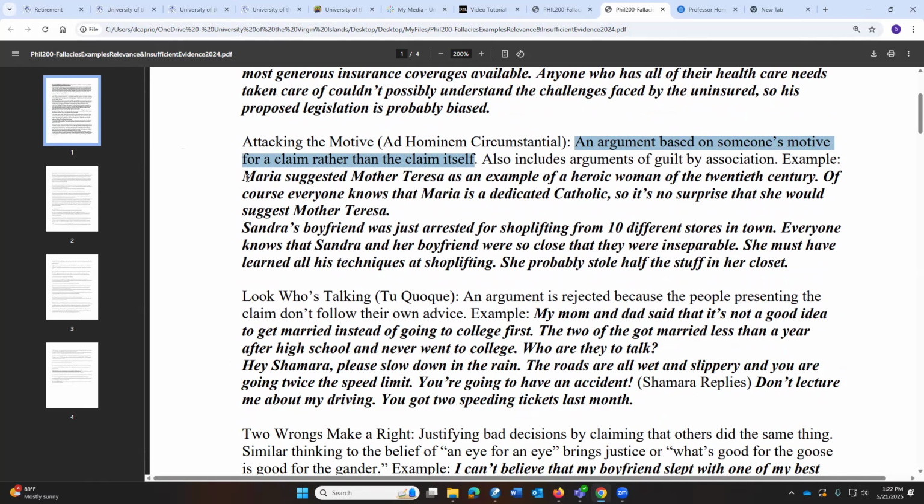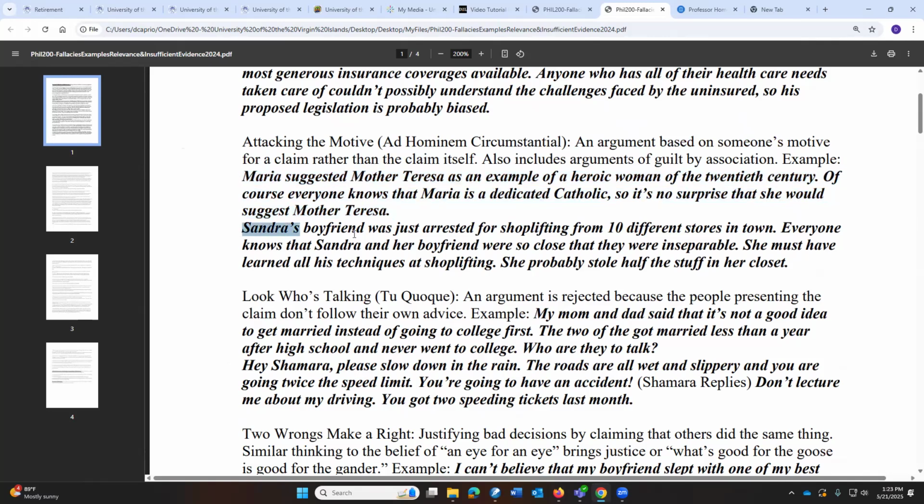So here's our example. Maria suggested Mother Teresa as an example of a heroic woman of the 20th century. Of course, everyone knows that Maria is a dedicated Catholic, so it's no surprise that she would suggest Mother Teresa. Well, even people who are not Catholic would agree that Mother Teresa was an incredible person and very heroic for what she did in her lifetime. So the fact that Maria is Catholic doesn't really cut the mustard in this particular conclusion, right? So you can't just write off somebody's suggestion just because they're a member of a particular group.